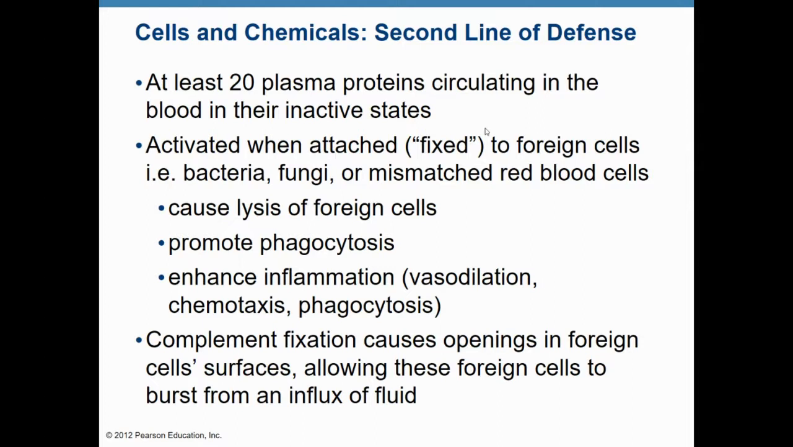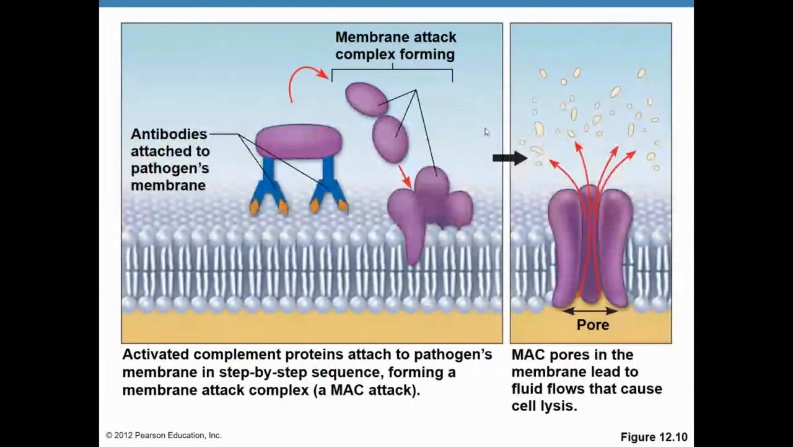And so whenever we start this complement cascade reaction, it's going to produce these openings in the foreign cell's plasma membrane, and that allows for the water to flow into the cell and cause the cell to burst. So here is, let's say, the plasma membrane of a bacterium, right? They are going to have a phospholipid bilayer just like our cells do.